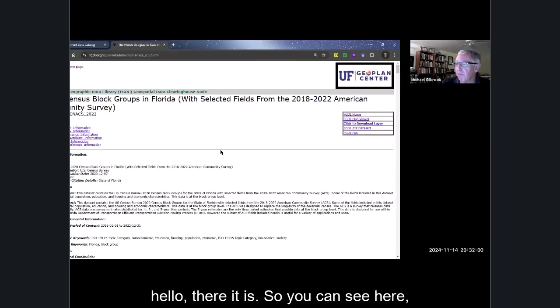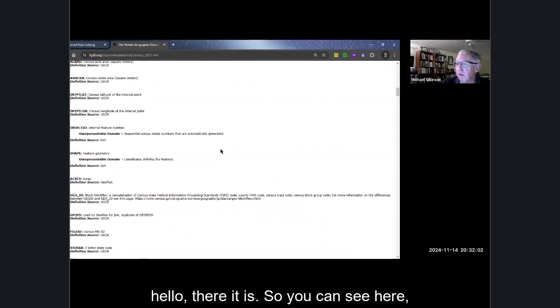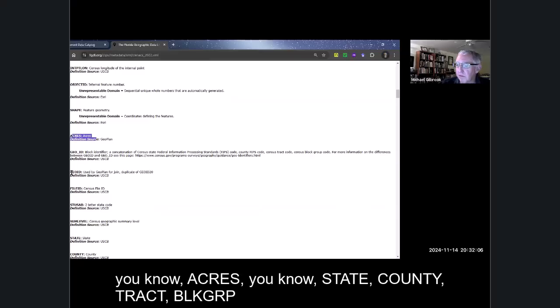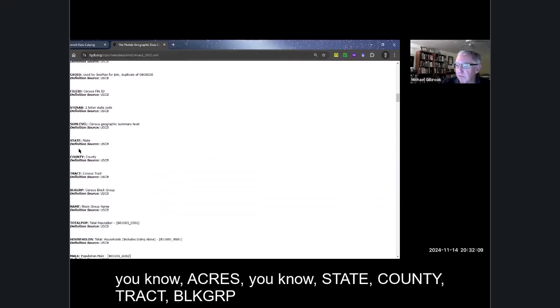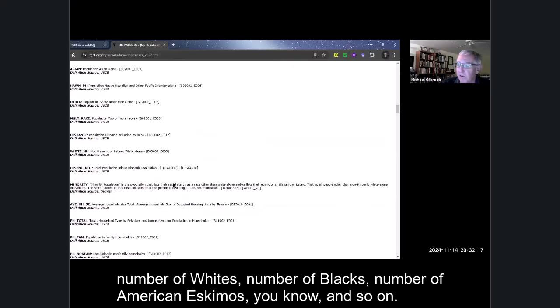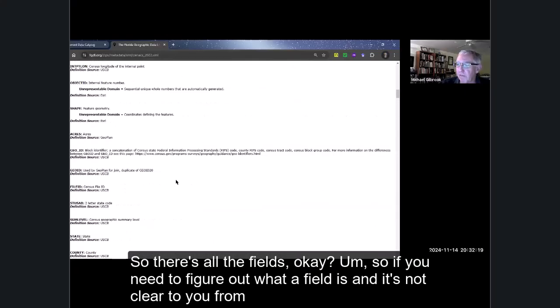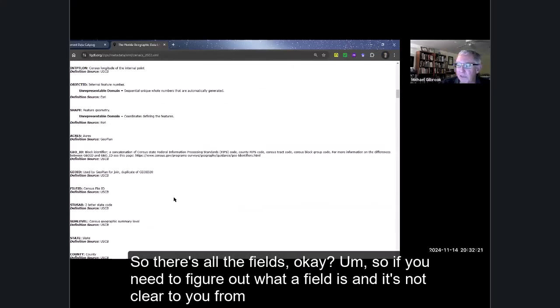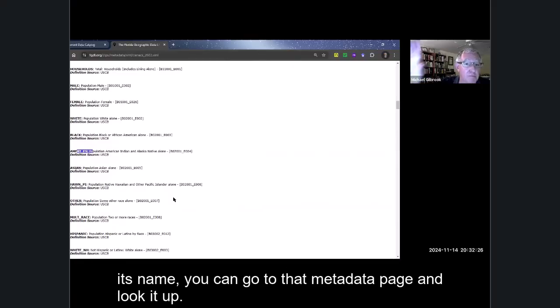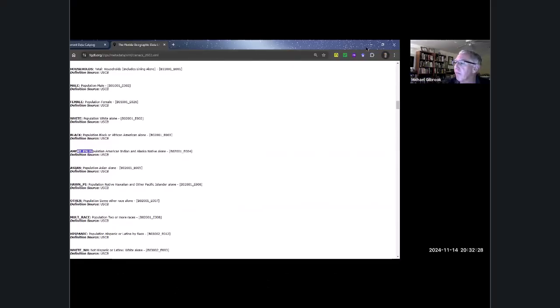Hello, there it is. So you can see here, acres, state, county, tract, block group, number of whites, number of blacks, number of American Eskimos, and so on and so forth. So there's all the fields, okay? If you need to figure out what a field is and it's not clear from its name, you can go to that metadata page and look it up.